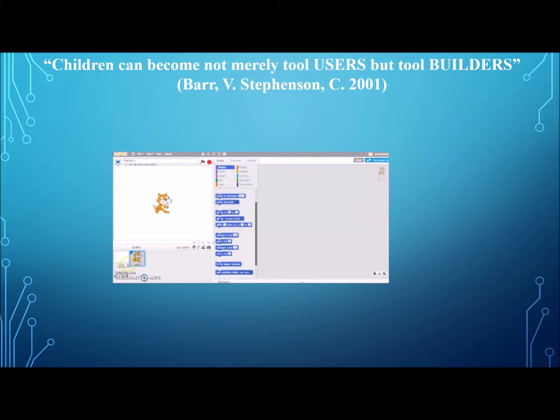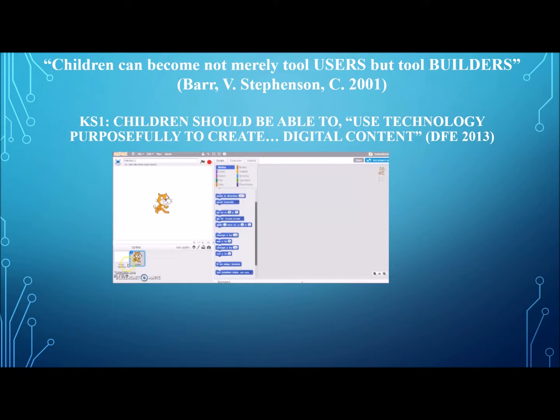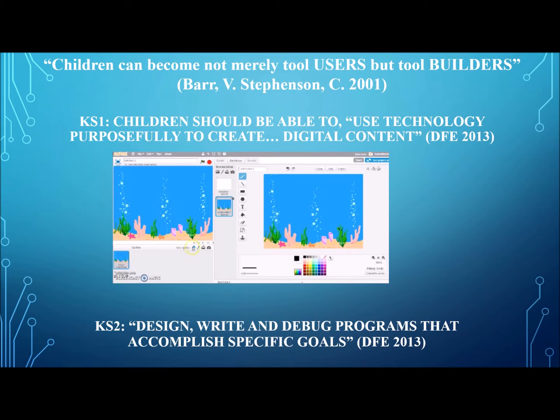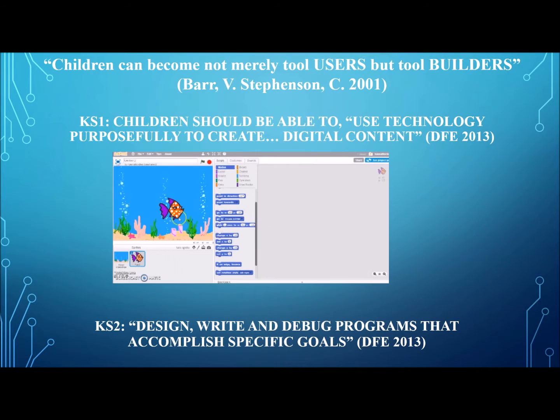In Key Stage 1, children should be able to use technology purposefully to create digital content. In Key Stage 2, children should be able to design, write and debug programs that accomplish specific goals. There are many different programs that can be used to help support these requirements. Here I have experimented with Scratch. This is a programming language where you can create your own interactive stories, games and animations.